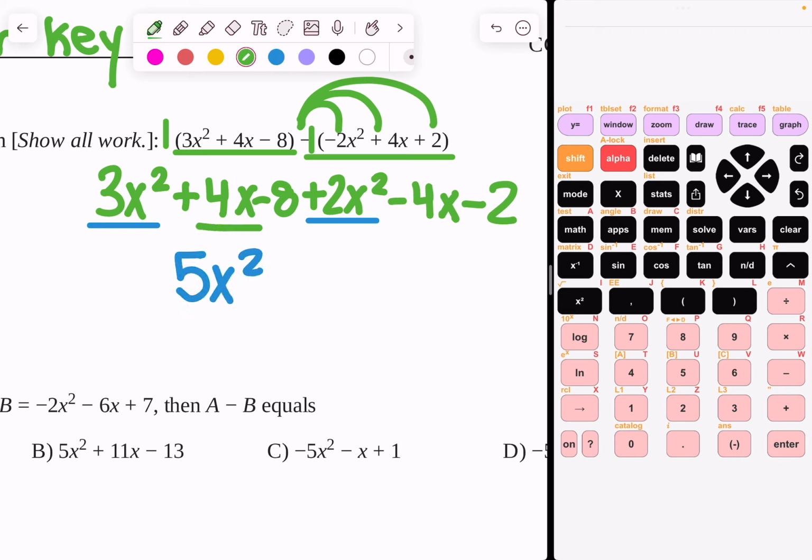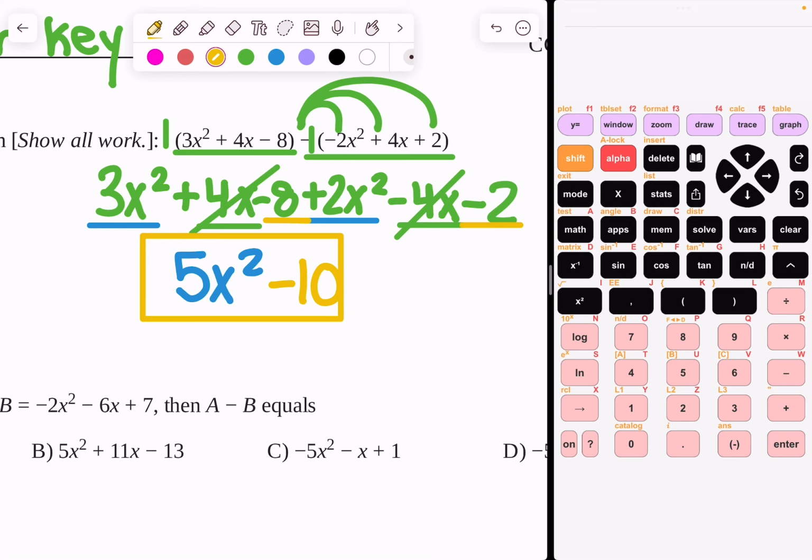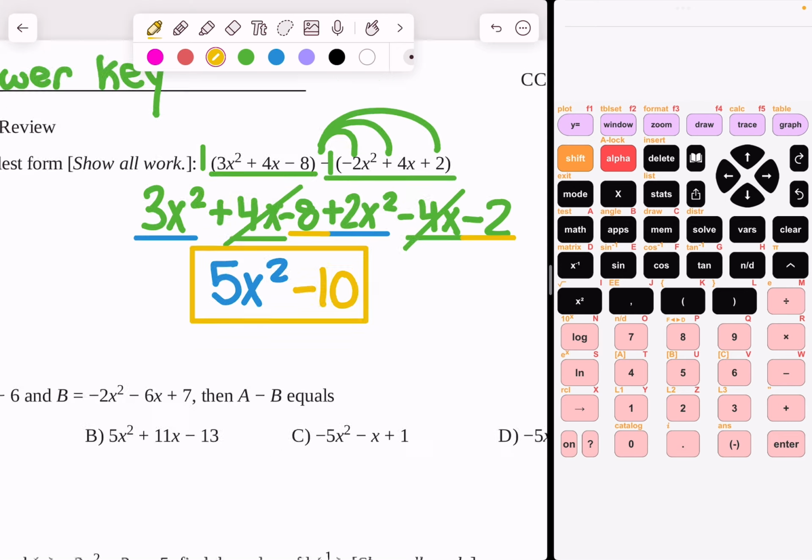Then 4x minus 4x actually becomes 0 because 4 minus 4 is 0. And then negative 8 minus 2, or negative 8 plus negative 2, gives us negative 10. And this would be our final answer. That is written in standard form since the biggest exponent comes first, so we are good.